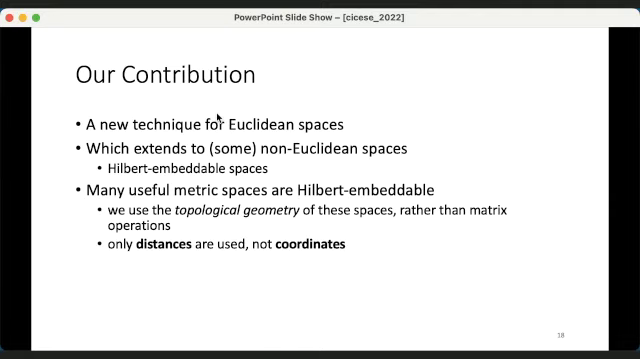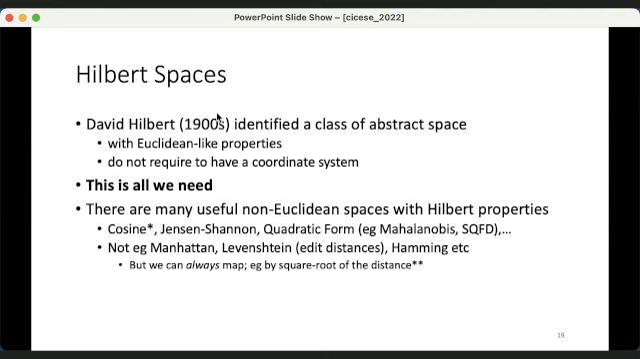This is why we use Hilbert space, because Hilbert spaces are essentially Euclidean spaces that don't have coordinate systems. I think Edgar might be angry with me for making that statement. It's not what a mathematician would say, so therefore I'm not a mathematician. But you can think of them safely as Euclidean spaces that don't have coordinates. So we're just going to use distances.